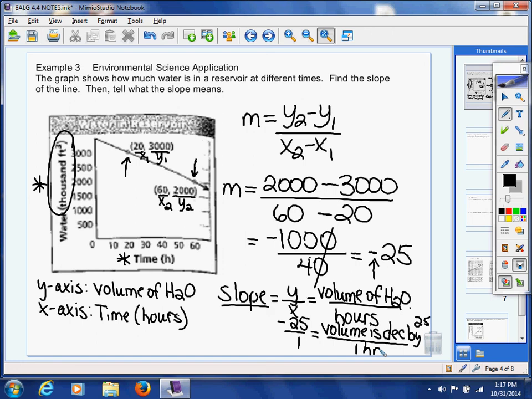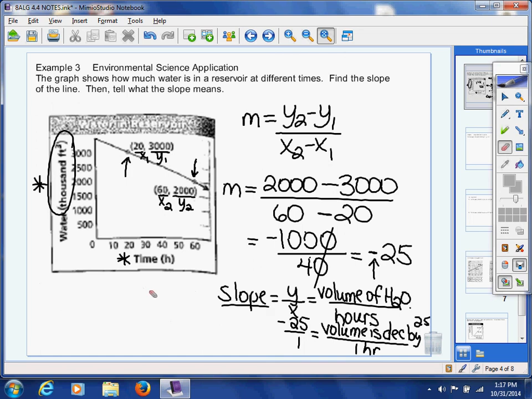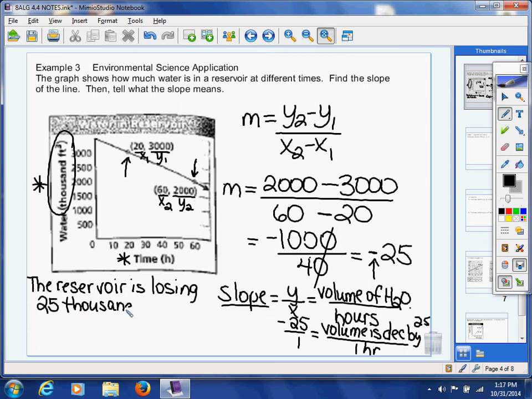So let me erase for just a second so I can write that out for you. You don't erase. You have plenty of room on your paper. I just don't. And that's what we're going to write, okay? The reservoir is losing 25,000 cubic feet of water every hour. And that is the interpretation of the slope, okay?